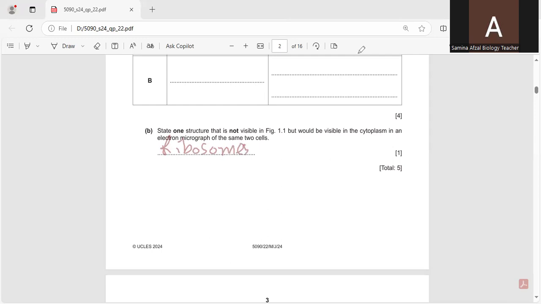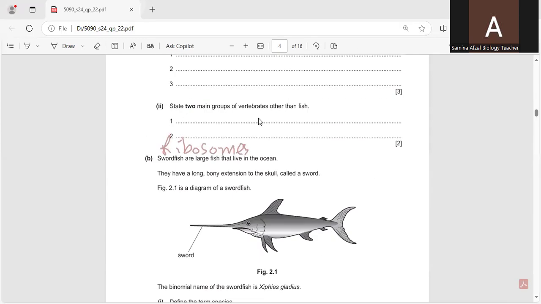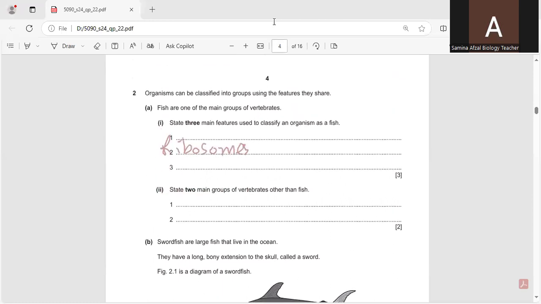So we are going to move towards the next question. And next question is question number 2. And in question number 2, organisms can be classified into groups using the features they share. Fish are one of the main groups of vertebrates. State three main features used to classify an organism as a fish.